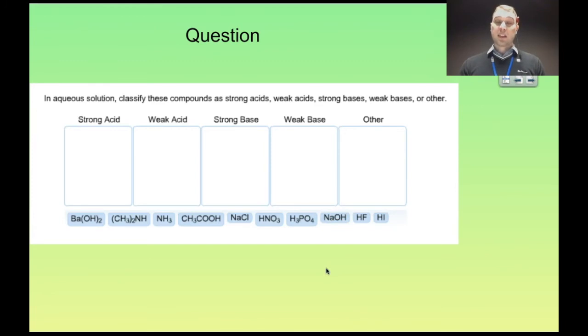So today on Flipping Science, we looked at strong and weak acids and bases, and also the difference between strong and weak and concentrated and dilute.